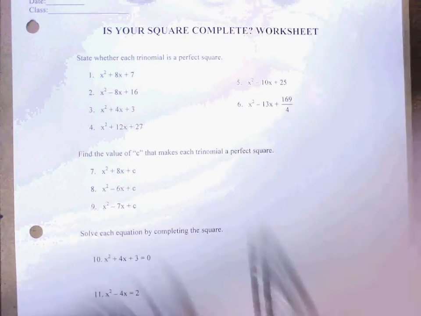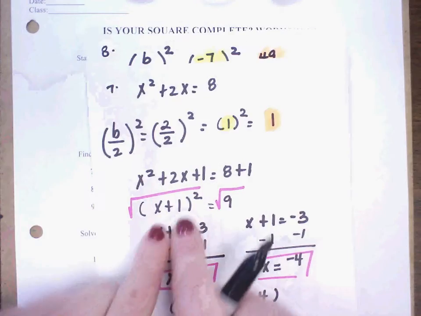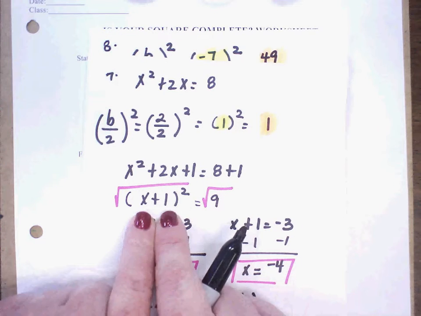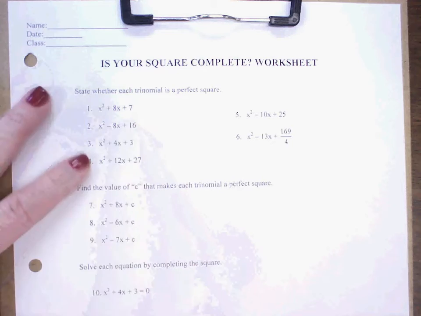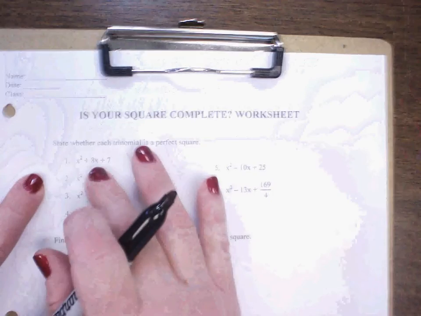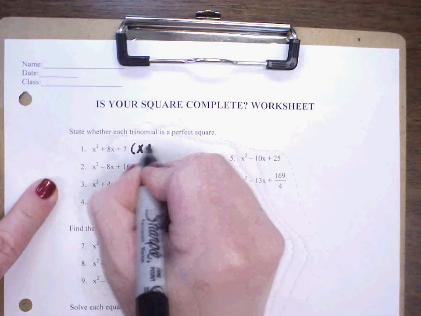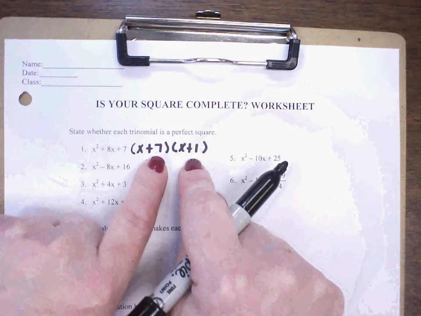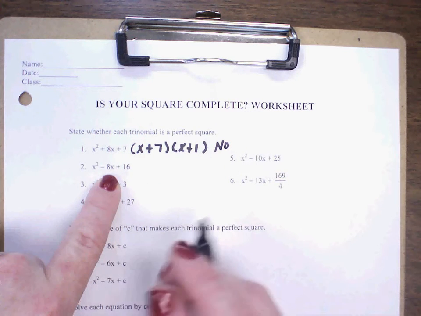Alright, so we've got to study whether each trinomial is a perfect square. If it's a perfect square, you can do this, right? Same parentheses twice. So what I would do is figure out how this factors. How does x squared plus 8x plus 7 factor? x plus 7 and x plus 1. Is that a perfect square? No.